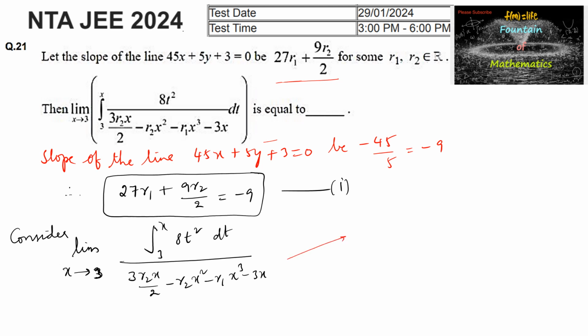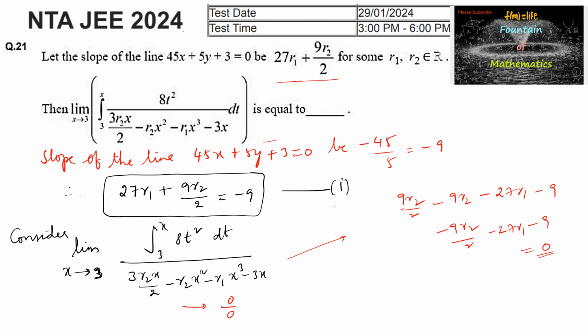Let us substitute here. When x is equal to 3, 3 times 9 r2 divided by 2 minus 9 r2 minus 27 r1 minus 9. So we can write here 9 r2 minus, which comes as minus 9 r2 divided by 2 minus 27 r1, which is minus 9, and from the first equation we can say it is equal to plus 9. 9 minus 9 will become 0. So it is in the form of 0 by 0.